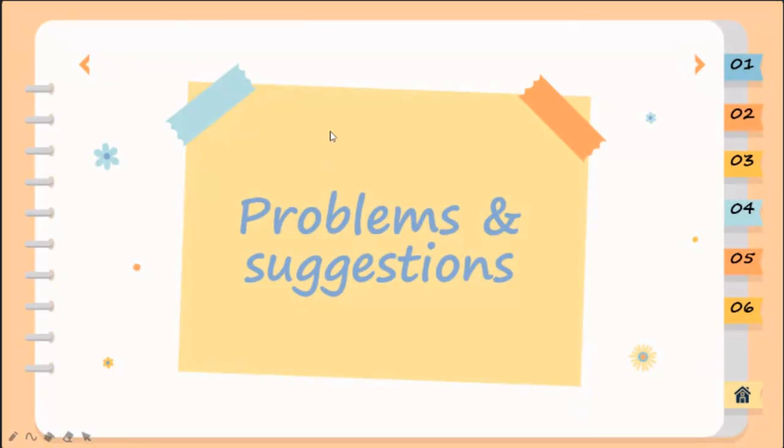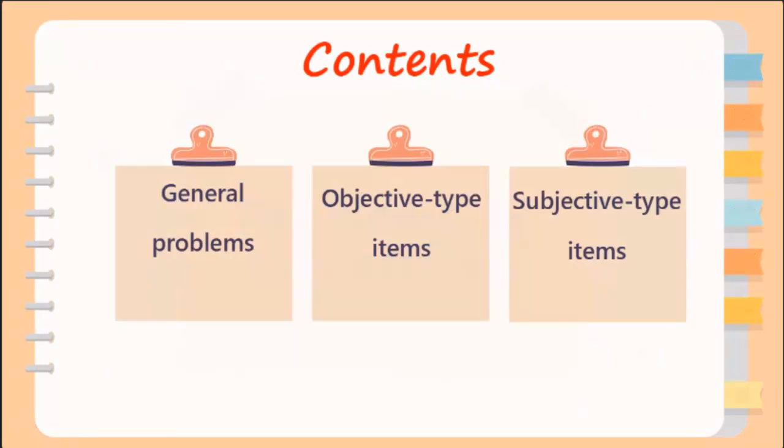Thank you, teacher and class. And now we move to some problems and suggestions of the test items. Next, please. So in this part, we will discuss three main issues. The first one is general problems. The next one is objective type items, and the last one is subjective type items.